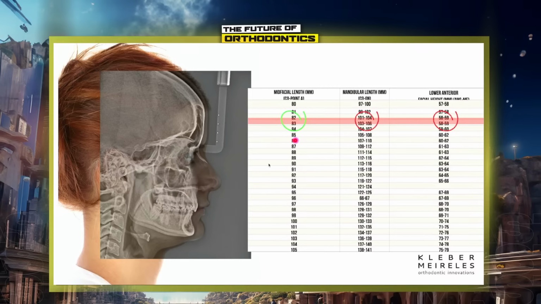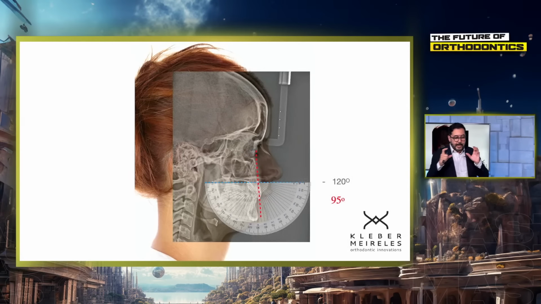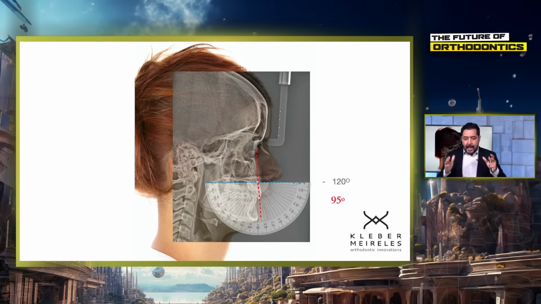So we see that for this maxilla, I have a good mandible, but I have a decreased lower anterior face height. So this is the facial type in which I can do this type of treatment. I can increase the lower anterior face height without jeopardizing her smile and her profile.